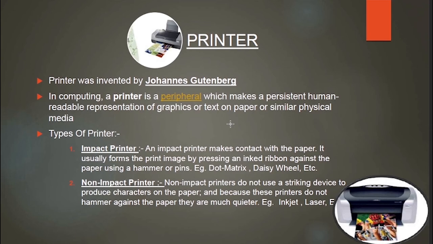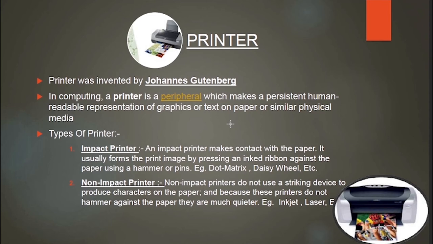In computing, a printer is a peripheral which makes persistent human-readable representation of graphics or text on paper or similar physical media. So, meron tayong 2 types of printer. We have the impact printer. An impact printer makes contact with the paper. It usually forms the print image by pressing an ink ribbon against the paper using a hammer or pins.